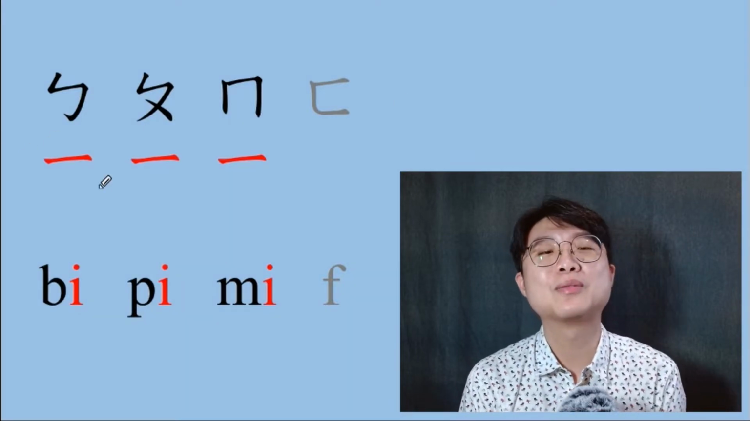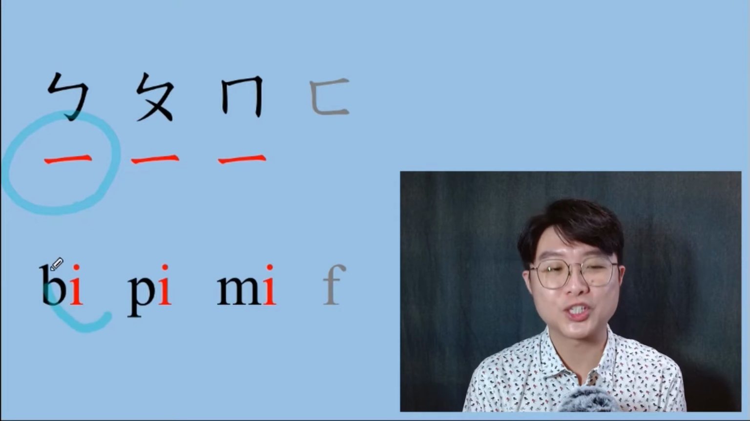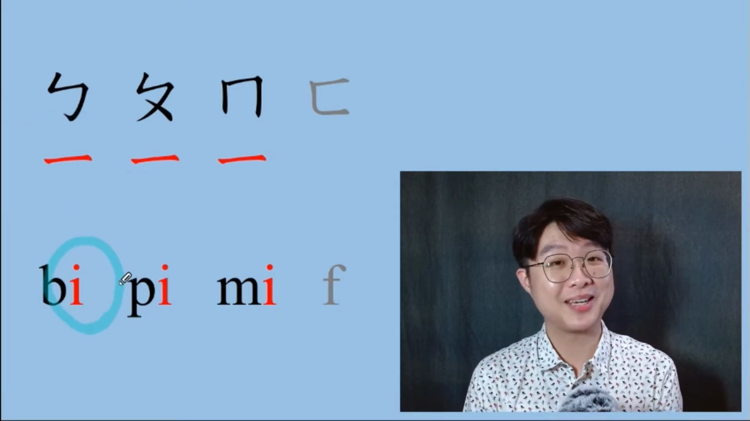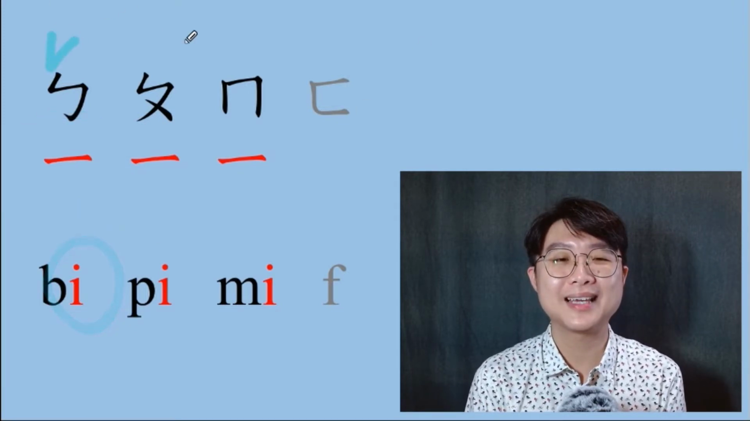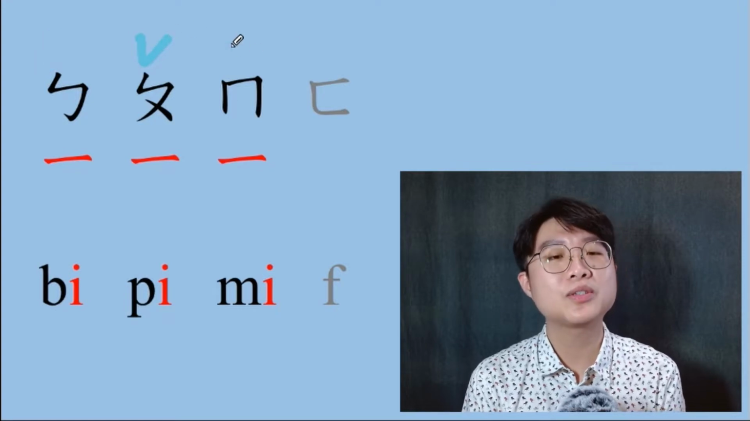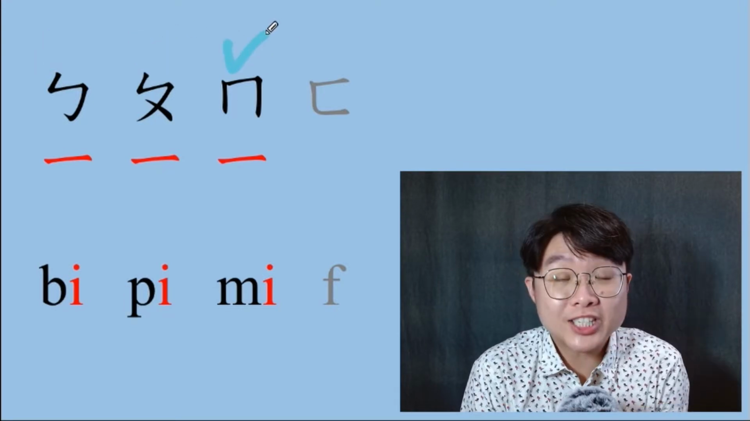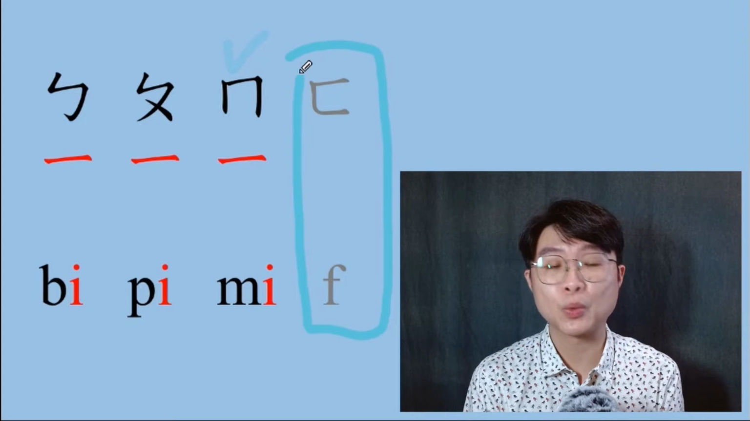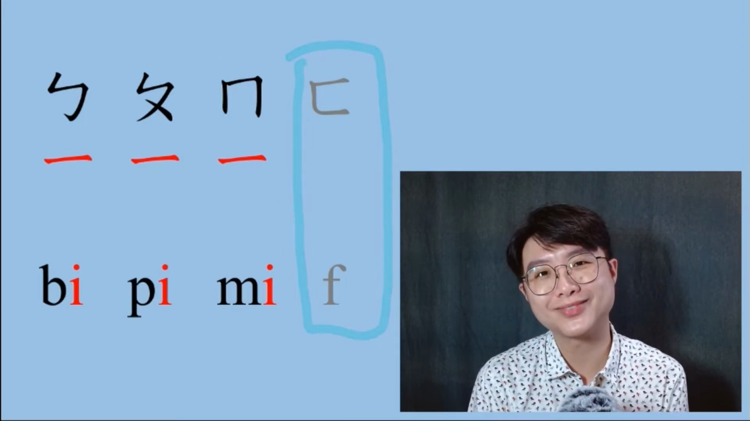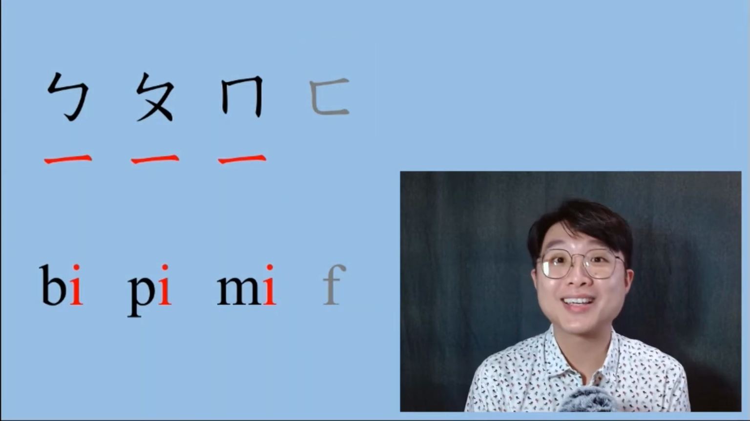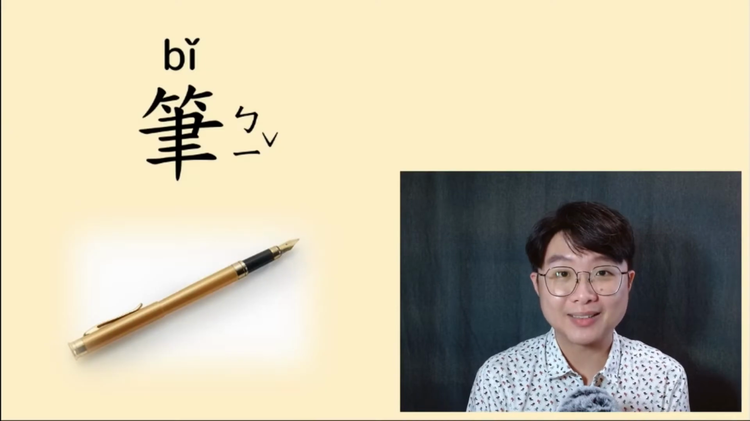Now, let's use a different vowel, which is E. And follow me. Bi, Pi, Mi. And when you see something in gray color, we don't have that combination. We don't have Fi in Mandarin. We have an example here. Bi. That's a pen.